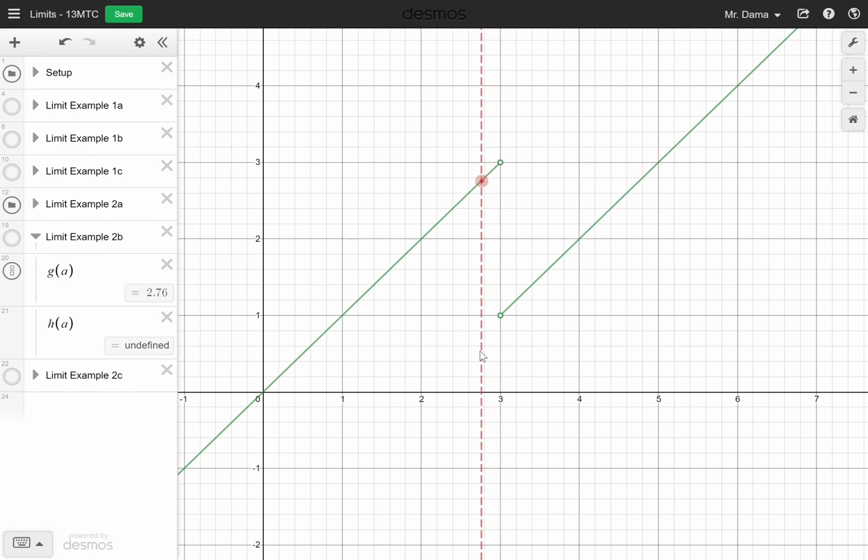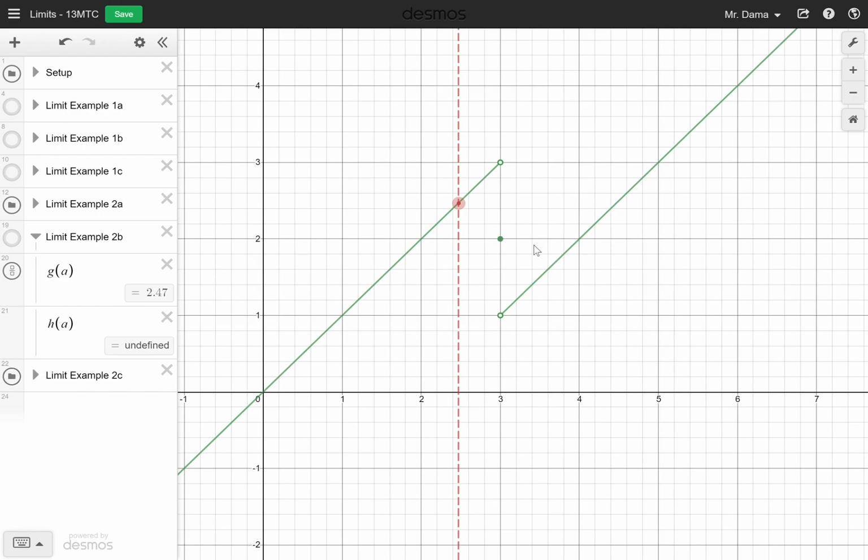Since from below, which some people call from the left, and from above, or from the right, the function comes to different values, we say the limit doesn't exist because it's not the same value. We don't expect it to be the same value up here and down here. And so we say this doesn't have a limit, or the limit doesn't exist.